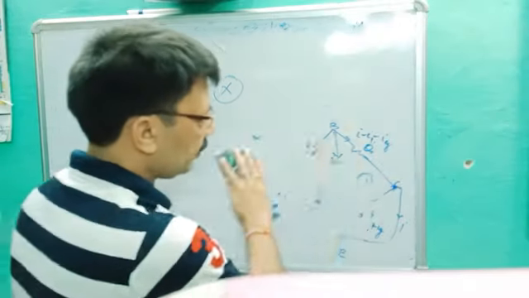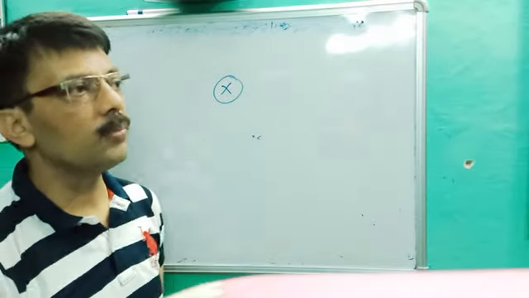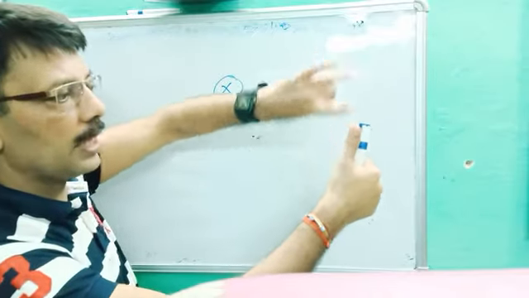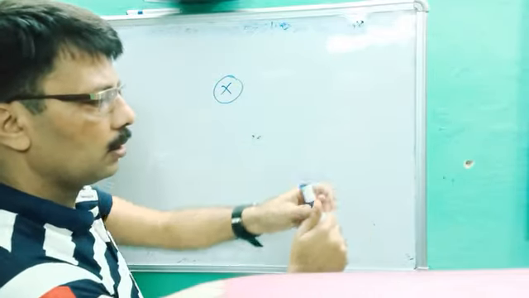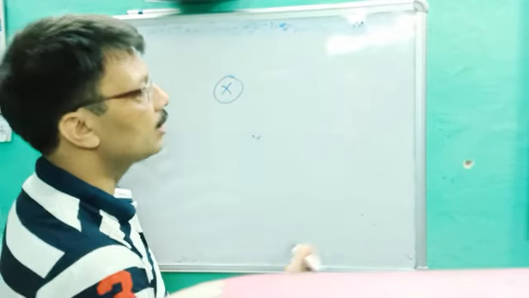In previous classes we had discussed the right hand thumb rule. According to the right hand thumb rule, if we hold the current carrying wire in the right hand such that our thumb represents the direction of current, then the curl of the fingers will represent the direction of the magnetic line of force. And we attempted three questions.